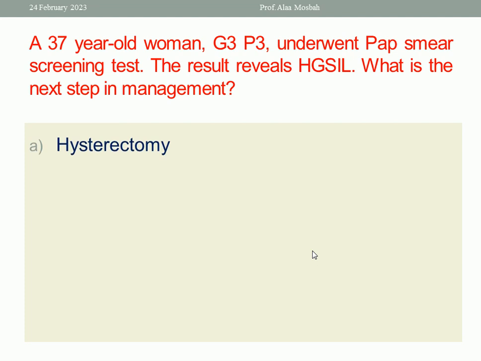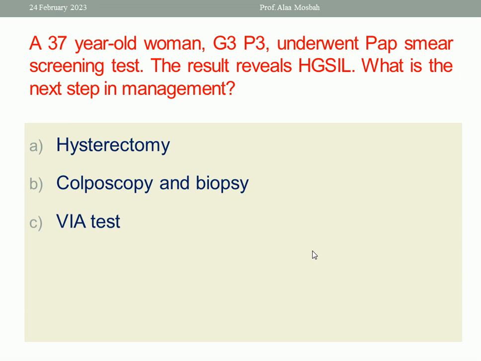A. Hysterectomy. B. Colposcopy and biopsy. C. VIA test, visual inspection acetic acid test. D. Human papillomavirus test. What is the best one response?